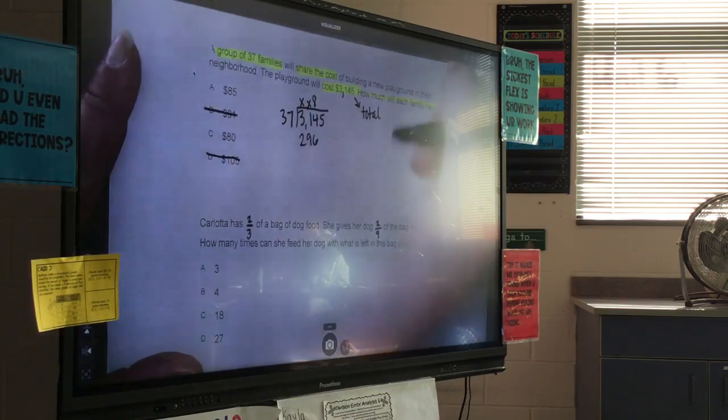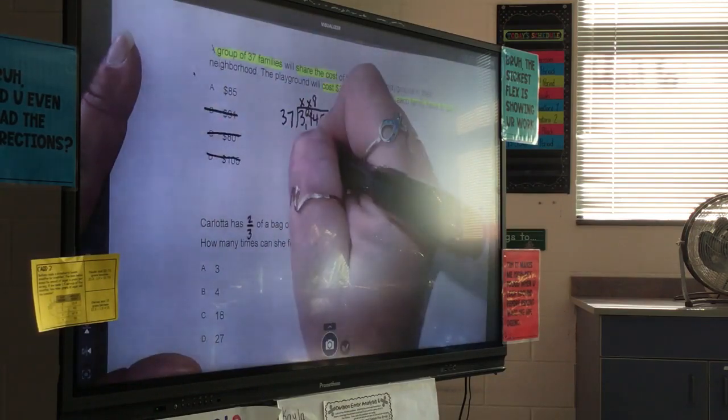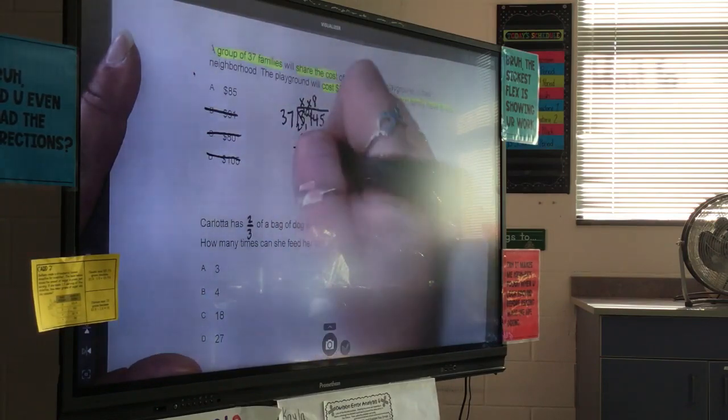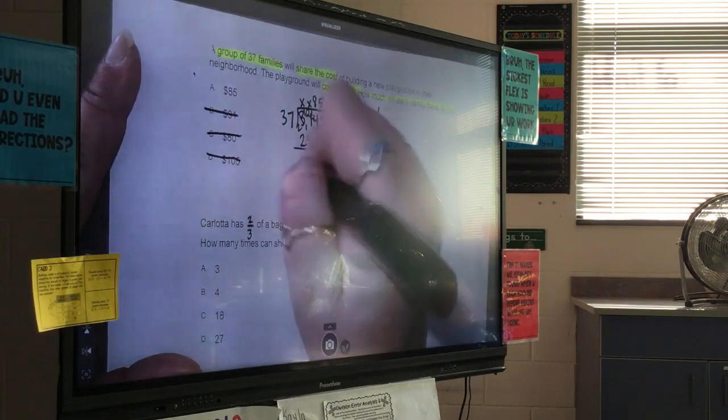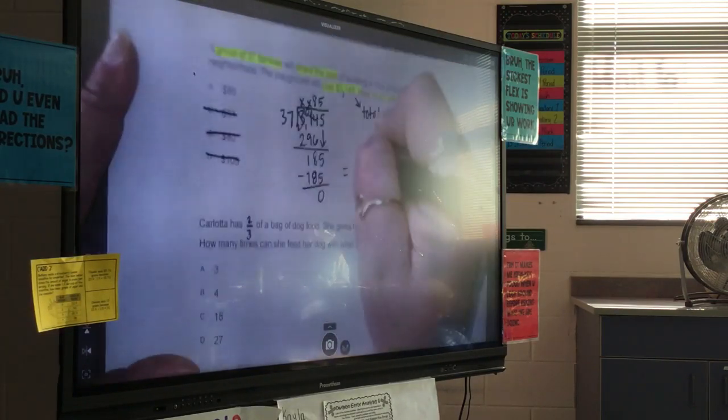Cannot be 0. Okay? So when I do this, 8, 2, 1. And then I know this is going to be 5. So your answer for this one is A.